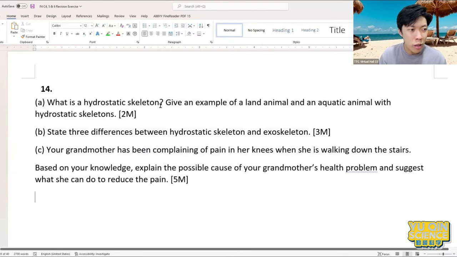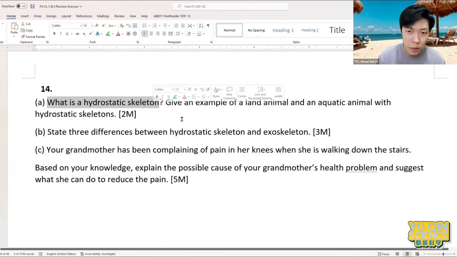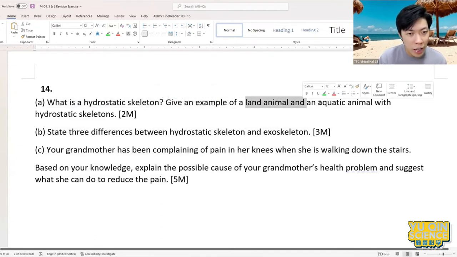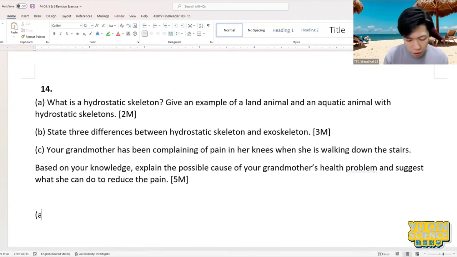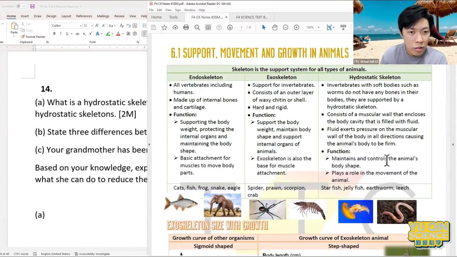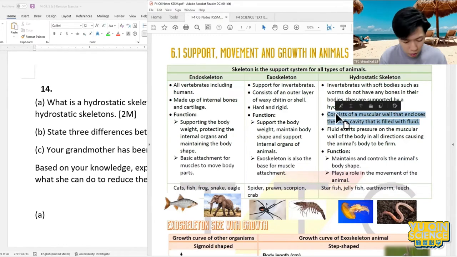So this question is asking about hydrostatic skeleton, okay? So what is a hydrostatic skeleton? That's your first question. Second question, give an example of land and aquatic animals. That's it. So on your paper, maybe the next page, you will just answer straight away like that. A, what is hydrostatic? Well, this one straight from your textbook or my notes. Hydrostatic skeletons are in animals with soft bodies, which have a muscular wall that encloses the body cavity that is filled with fluid. So I think this could be a very good answer. Okay, so maybe I'm just going to use this.